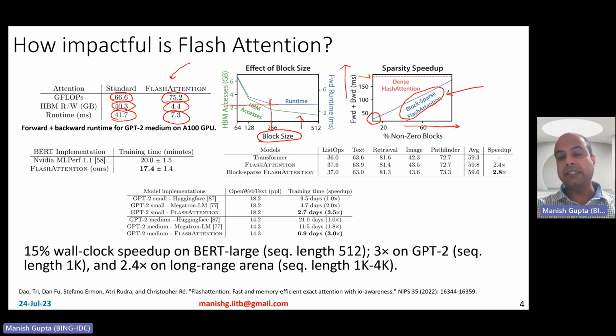Basically saying that the block sparse flash attention can totally exploit sparsity and can actually reduce to much lower latency proportional to the amount of sparsity in your attention matrix.